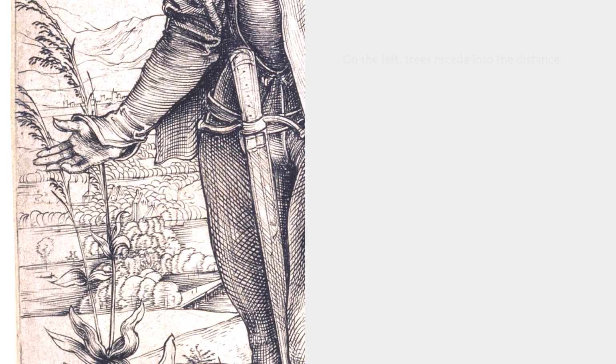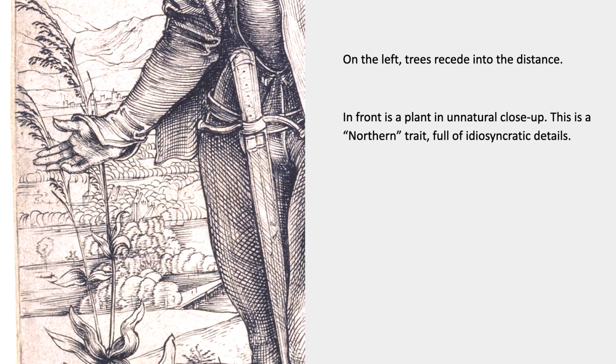To take one more detail of this, on the left there's a landscape with trees receding into the distance. In the front, there's a plant in a kind of unnatural close-up. That would be a Northern thing. And Albrecht Dürer himself did pictures just of clumps of grass and things like that. He was very interested in extreme close-ups of things, idiosyncratic details, of leaves and bugs and things in other pictures. So this landscape starts in a strange way with something that's a little too close, like a close-up of some grass, even though it's behind the person's hand. So that's the beginning of it.